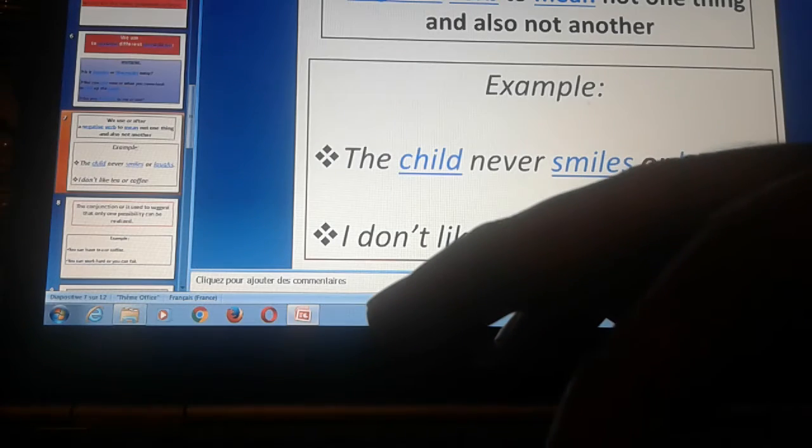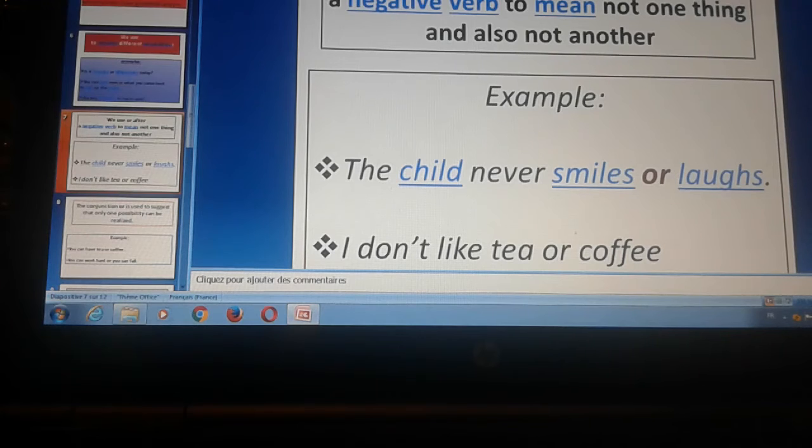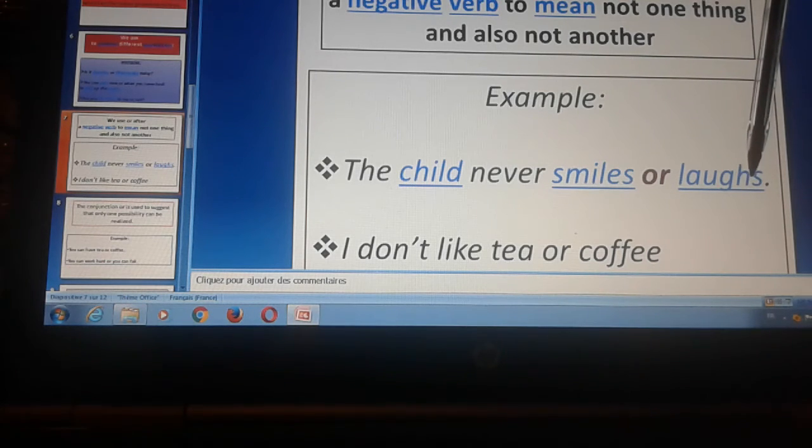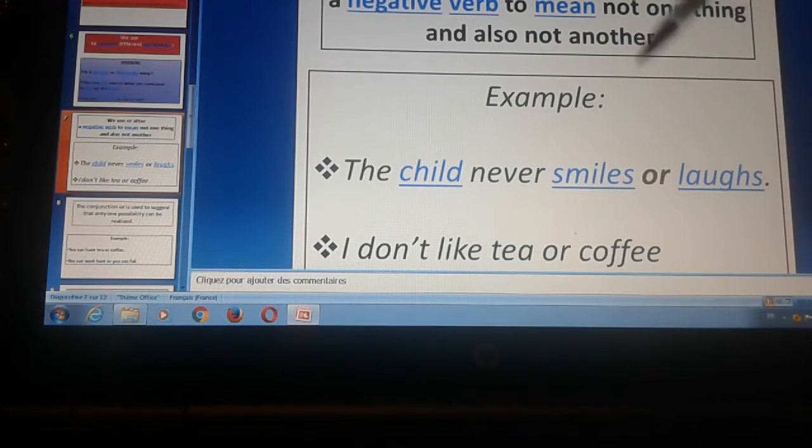Okay, so we use or after a negative verb to mean not one thing and also not another. For example, the child never smiles or laughs. So it means that the child never smiles and the child never laughs. Pay attention here: I'm not going to put and, that's false, but I'm going to use the conjunction or. We have here a negative word, never. The child never smiles or laughs.